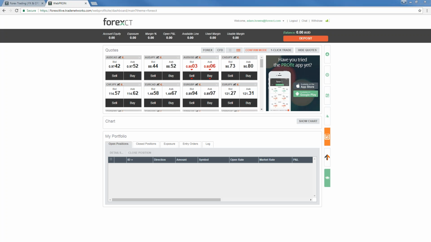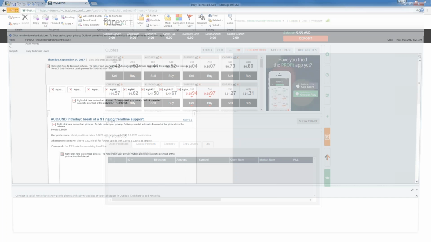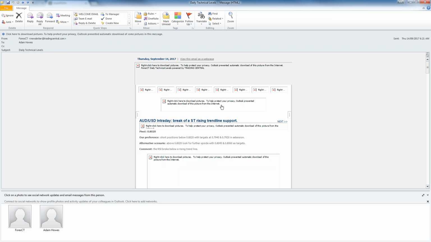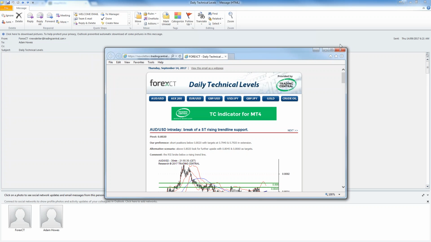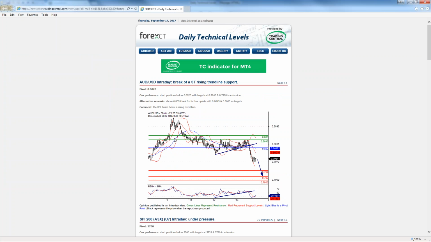So what we're going to have a look at is the daily technical report that came through this morning. Let's just have a quick look at this. Okay, so this was the report that came through this morning. We'll view it as a web page. Traditionally on the daily technical levels, you get 8 pairs to trade. You get the AUD USD. Please write this down as we're going because we'll be implementing it live on the platform in just a moment.